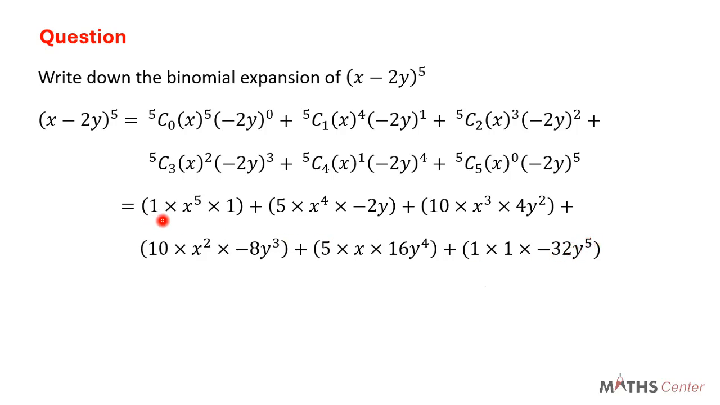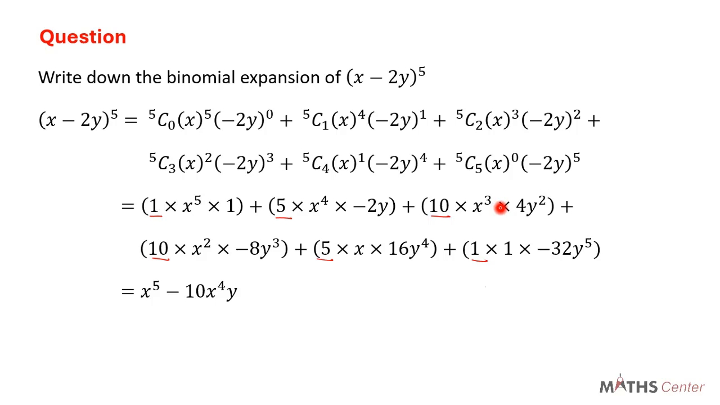So as you can clearly see, the combinations give us the coefficients that Pascal's triangle gave us. So you look at it. You have 1, 5, 10, 10, 5, 1. Let's simplify this. 1 times x exponent 5 times 1 gives us x exponent 5. 5 times x exponent 4 times negative 2y gives us negative 10 x exponent 4 y.